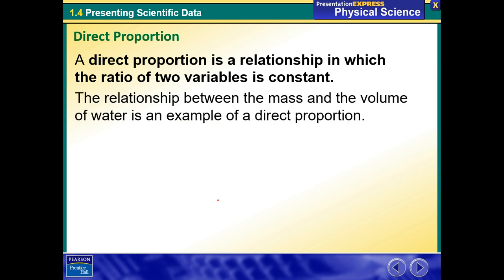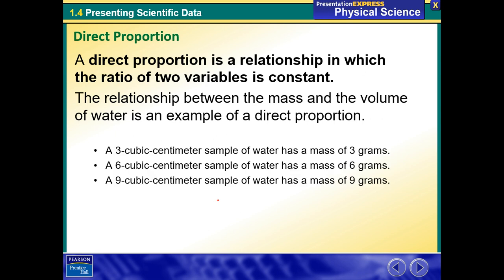For example, if we're going to look at the relationship between mass and volume of water, this is going to be considered a direct proportion. Here I have my volume to be 3 cubic centimeters and my mass to be 3 grams. If I increase to 6, notice that my mass also increases to 6 grams. And if I increase to 9 cubic centimeters, I'm going to increase to 9 grams.